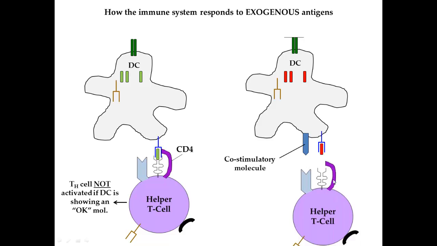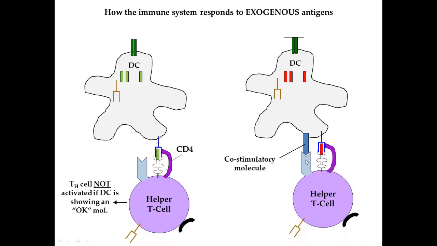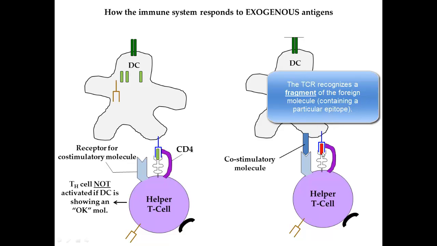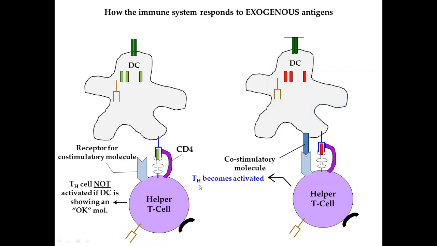When a helper T cell is patrolling by, two binding events might happen here. The first is binding of the receptor for the co-stimulatory molecule, which is found on the surface of the helper T cell, to that co-stimulatory molecule on the surface of the antigen-presenting cell. And the second thing that can happen is that if that T cell receptor recognizes that foreign molecule, then it will bind. And those two events cause the helper T cell to become activated.